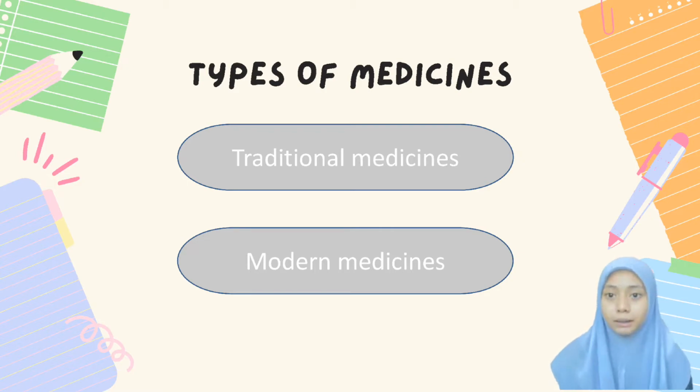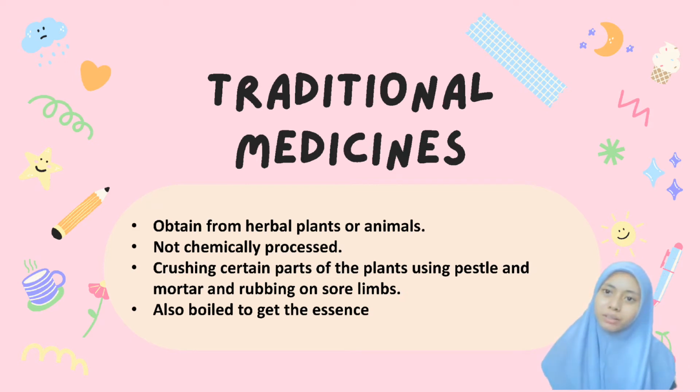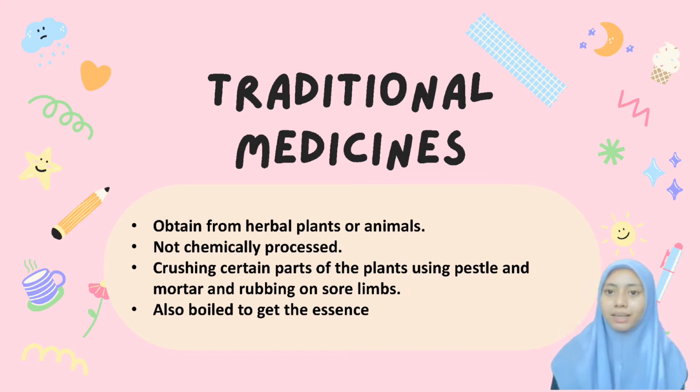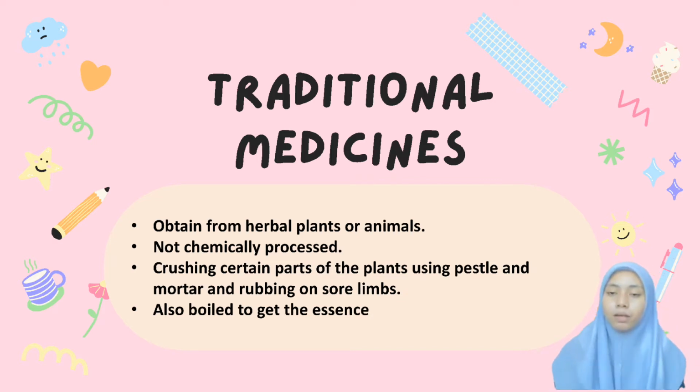How about traditional medicines? Traditional medicines are obtained from herbal plants and animals. So, how do we prepare traditional medicines from plants and animals? To all of you, traditional medicines are not chemically processed. We crush the parts of the plants using a mortar and saw the limbs. Also, we can boil the plants to get the essence.